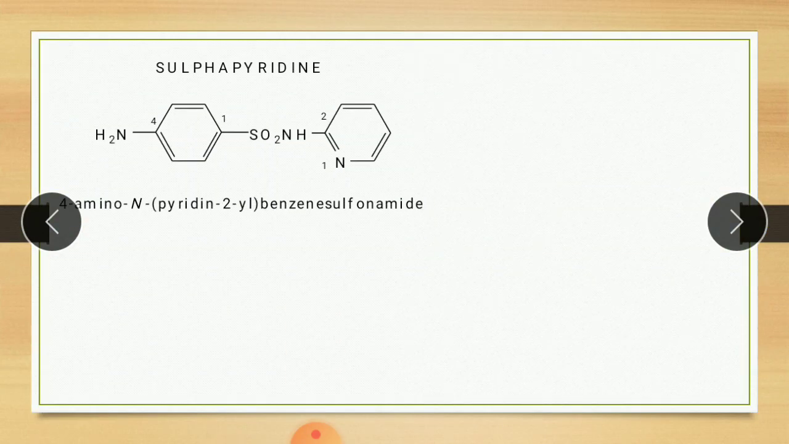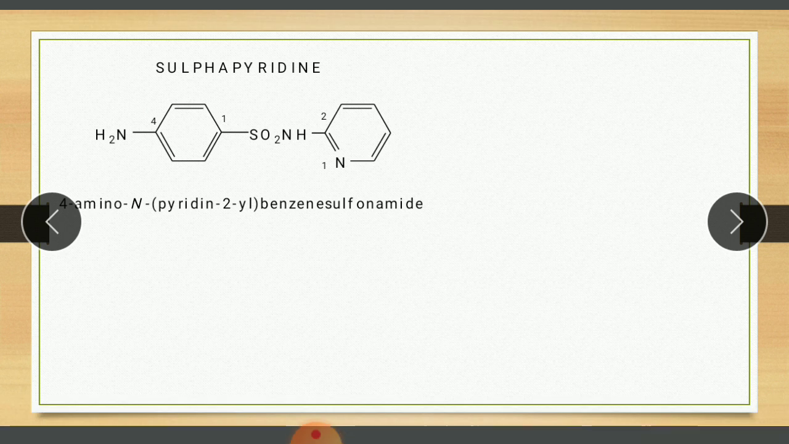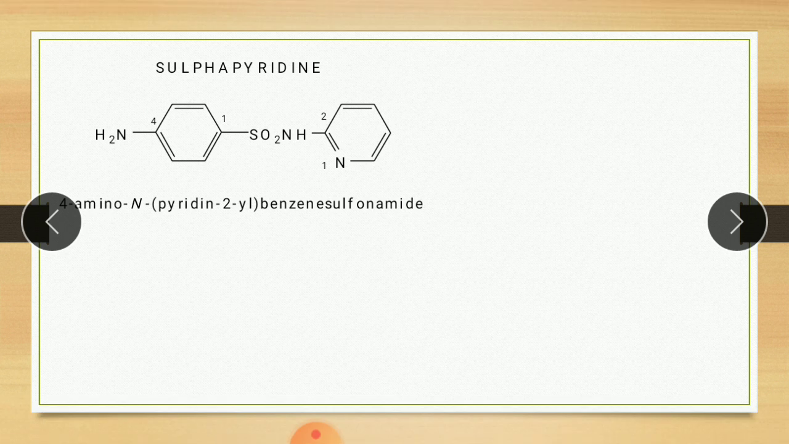sulfapyridine. As the name indicates, it contains a pyridine ring. So it is a pyridine heterocyclic ring. So again here there is a 4-amino. This one is 4-amino. N-pyridine. So here N-pyridine, second position attachment, 2-yl. Then benzene, this benzene, and sulphonamide. So IUPAC name in total: 4-amino-N-pyridin-2-yl benzene sulphonamide.